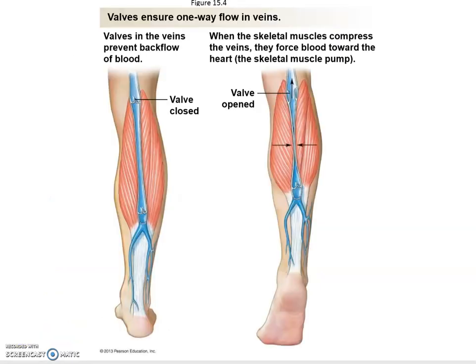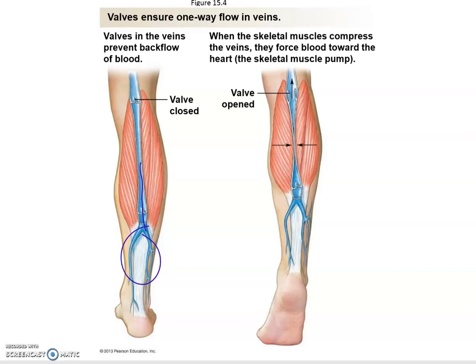Now let's take a look at some of the properties of veins. You don't have another pump on the venous side, so it's kind of hard to get the blood, especially out of the legs, back up toward the heart against the pull of gravity, of course. So there's a lot of blood down here, and how are you going to get it back up in this direction? Well, the veins have valves, and these valves, they prevent backflow.